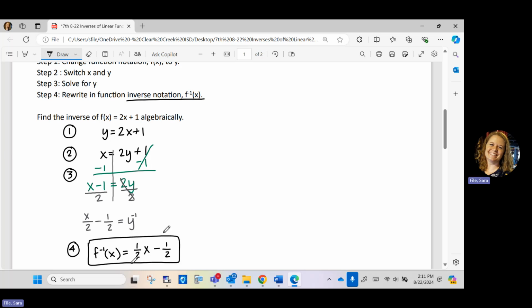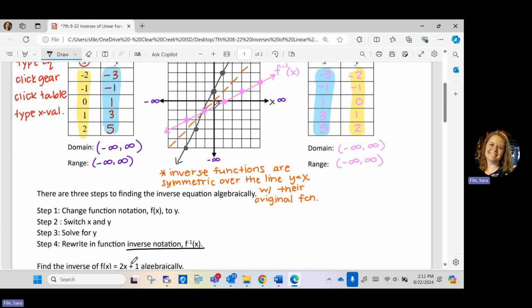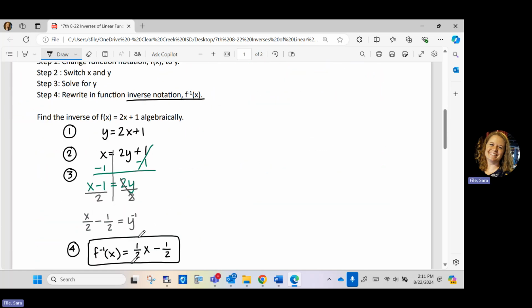Okay, you could compare that to what we graphed. Did this have a y-intercept, it looks like, at -1/2? And if you count between these points, the slope is rise 1, run 2. So yeah, it had a slope of 1/2 and a y-intercept of -1/2. So that matches the graph that we created, right?